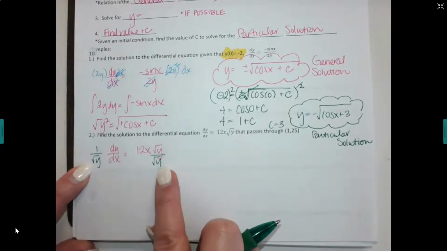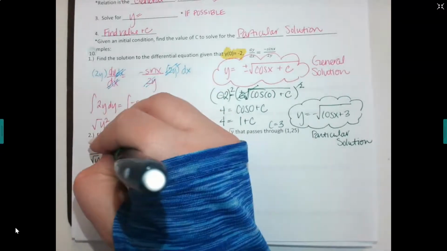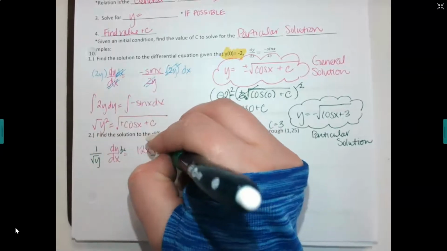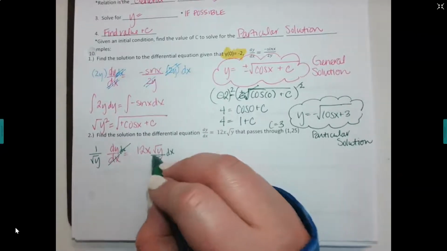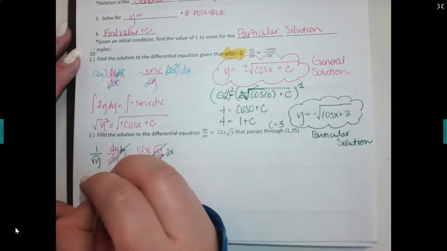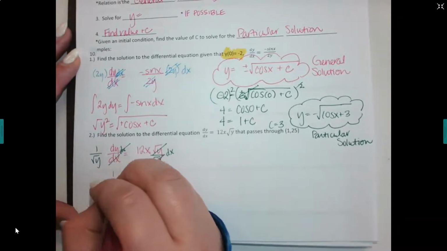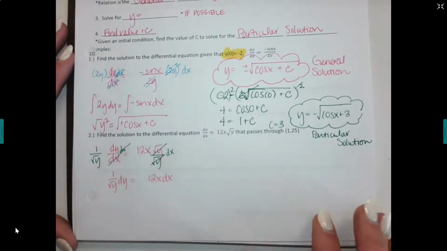So I have a root y that I'm going to divide. Remember, root y on the bottom is the same as like a 1 over root y. And then what else has to move? The dx can't stay because it's x stuff, so I'll put a dx here. I'll put a dx here. And now look, watch, my dx's are gone from the left. Now it's only y stuff. My root y's are gone from the right. Then I have separated the differential equation. So it's 1 over root y dy, and then 12x dx. And then what do I do from there?